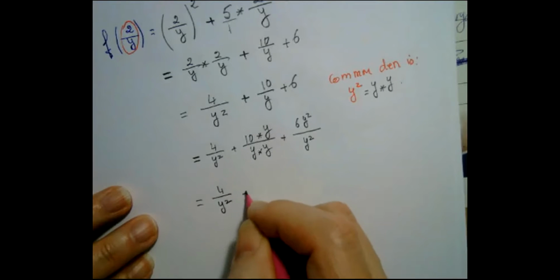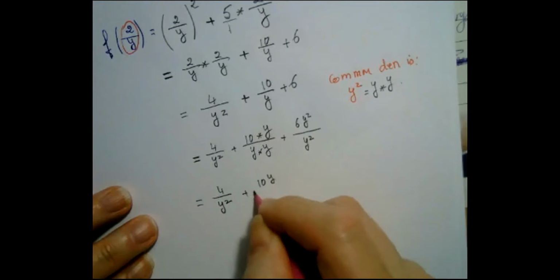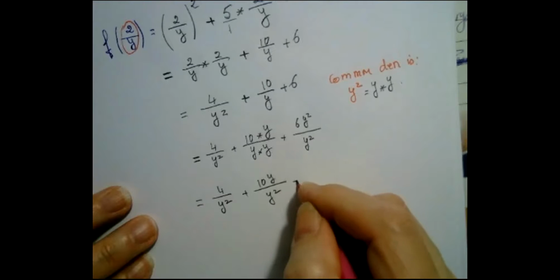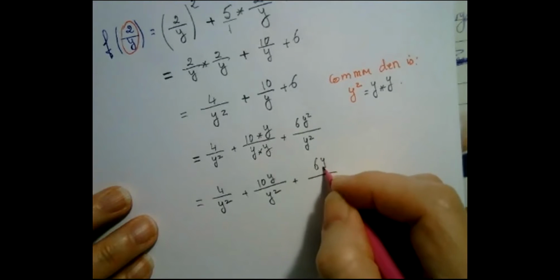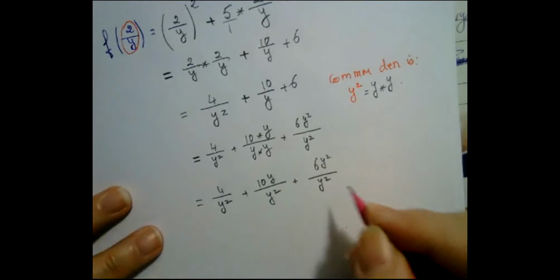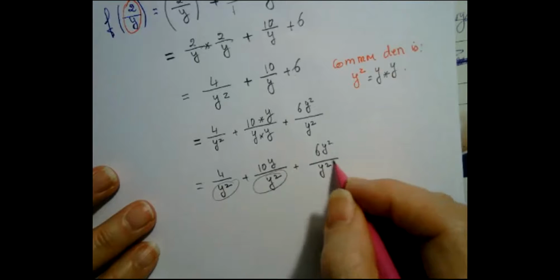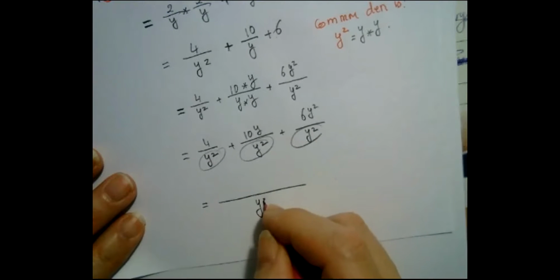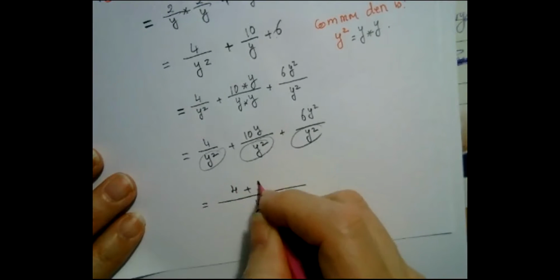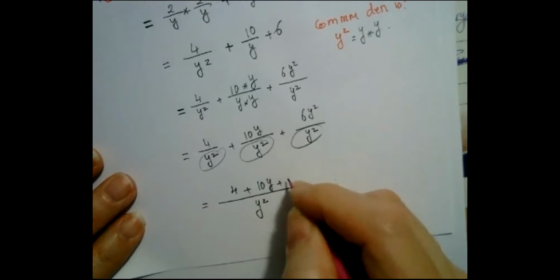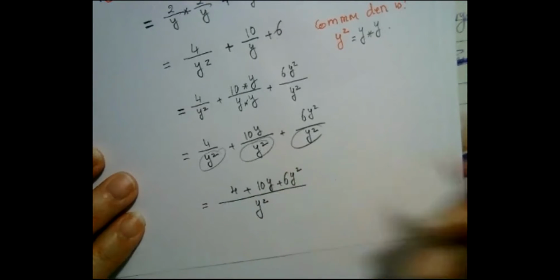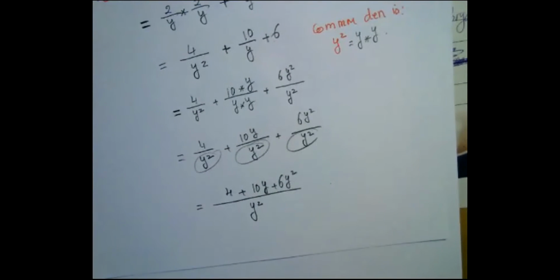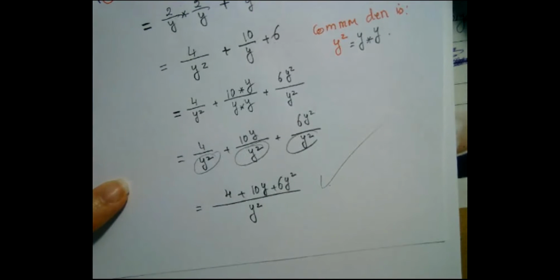So I rewrite it. Now I am ready to combine my numerators. It's y squared, y squared, y squared, and this is my y squared here: 4 plus 10y plus 6y squared, over y squared. And that's it. That's all we can do. Okay, very good. Right now we're going to do part f.